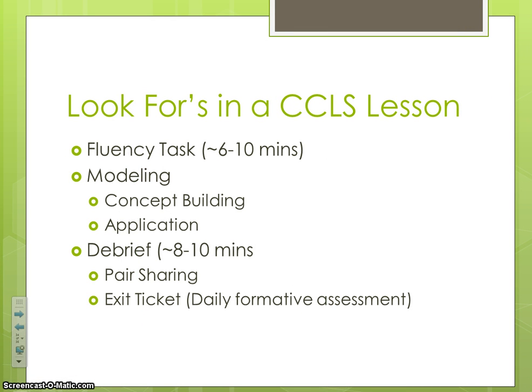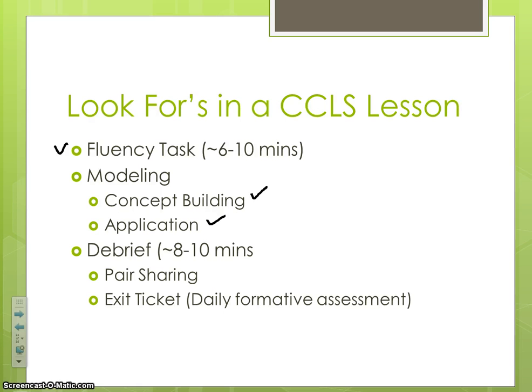To wrap up, to give you an idea of what a Common Core lesson would look like throughout the modules, here is an overview of the entire module. You tend to have a fluency task every day, not necessarily in the beginning, that lasts 6 to 10 minutes. You'll notice a characteristic of modeling, where they are having to draw and show their mathematics and explain it. And those are found both in concept development and application times. And at the end, there will be a pair sharing or a time to explain their work during the debrief.